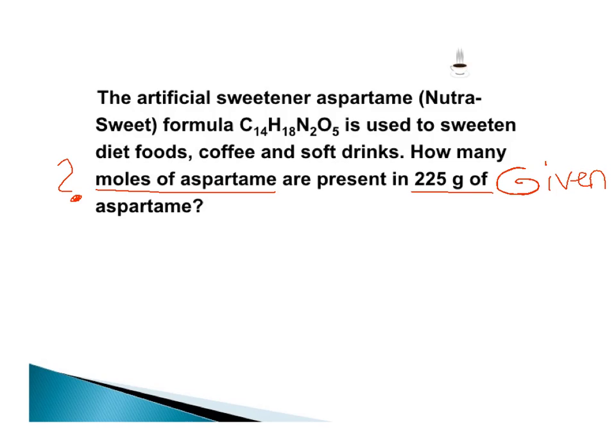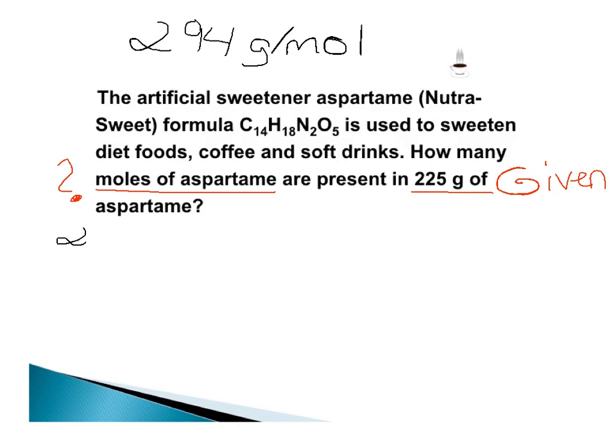So just to get it out of the way, the best thing to do initially, since we already see grams, is that we automatically know we need to find the molar mass of this aspartame. Molar mass is about 294 grams per mole. Okay, so now that we found that out, we can continue on with our equation.